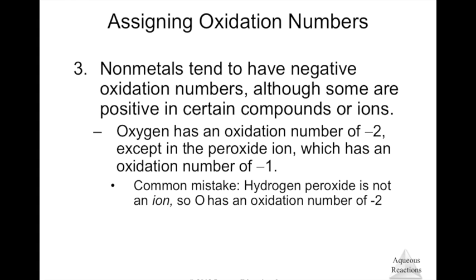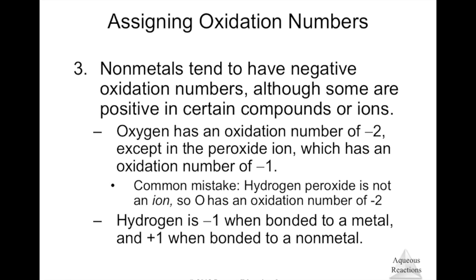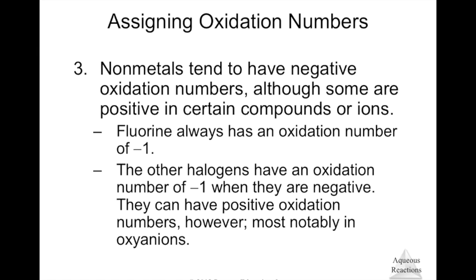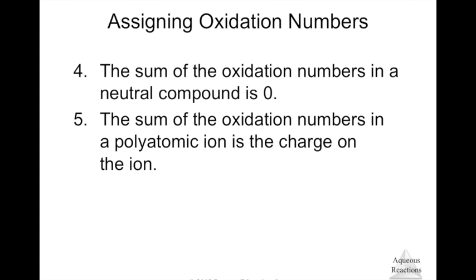One thing to be careful of, though: hydrogen peroxide is not an ion. H2O2, hydrogen peroxide, is not an ion. So in this case, O still has an oxidation number of -2, even though it's called hydrogen peroxide. Just don't get that confused. Hydrogen is going to be -1 when bonded to a metal, or +1 when bonded to a nonmetal. Fluorine is always going to be -1, and the other halogens are pretty much going to be -1 as well. There are some exceptions, like the oxyanions we talked about last set of notes. But really, you can pretty much count on them being -1.